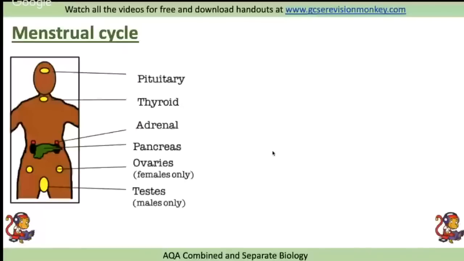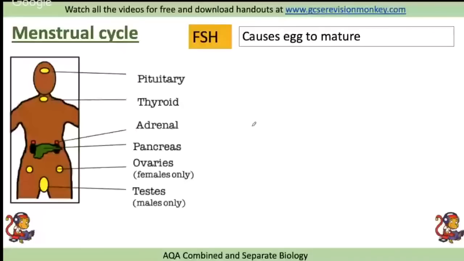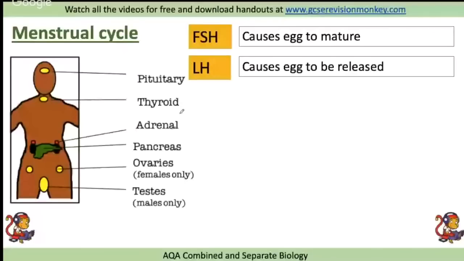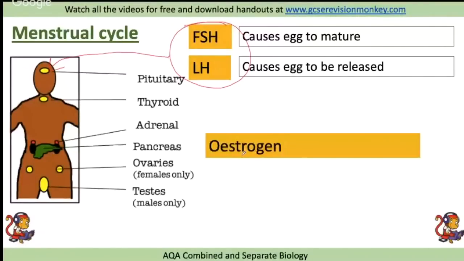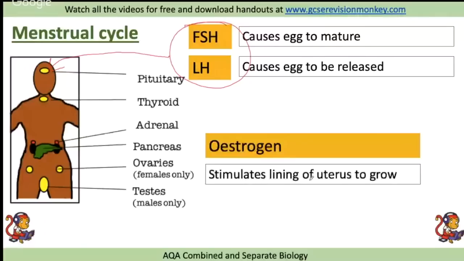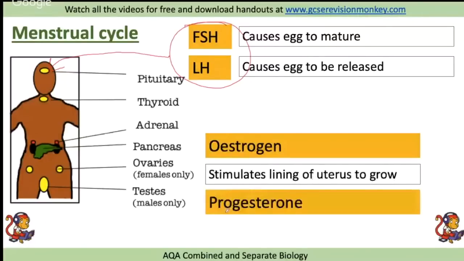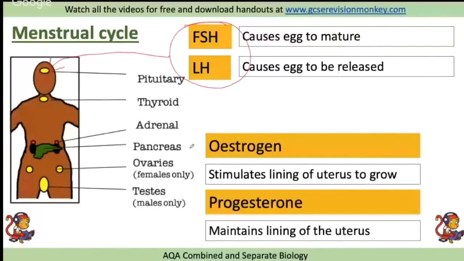So with the menstrual cycle, the main hormones that we're talking about are FSH, and that causes the egg to mature, and LH, that causes the egg to be released. So these two hormones, I want you to remember the abbreviated ones, the FSH, the LH, they are produced in the pituitary gland. And then we've got two other hormones. We've got estrogen, which stimulates the lining of the uterus to start growing, and progesterone, that maintains the lining of the uterus. So these two are produced in the ovaries.